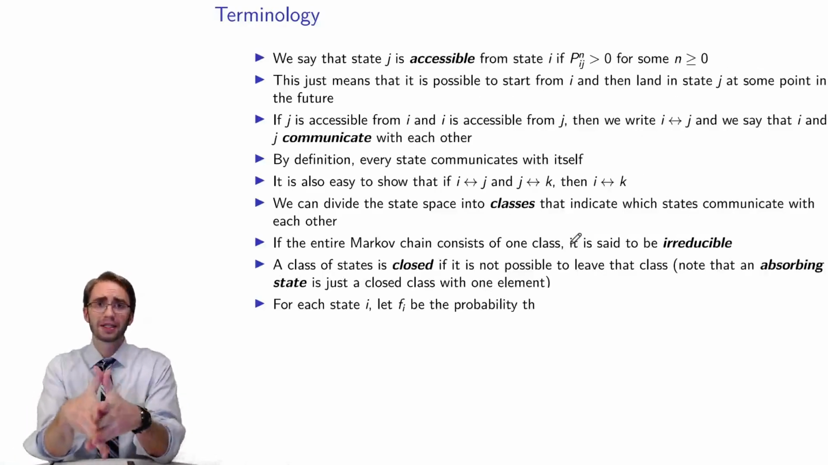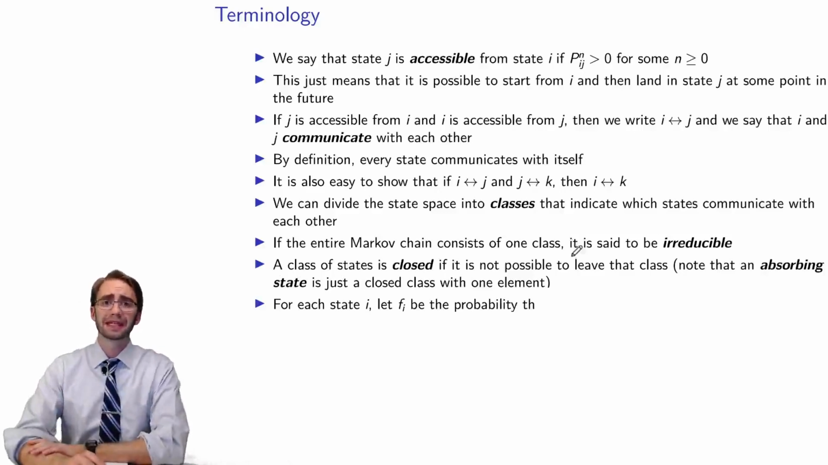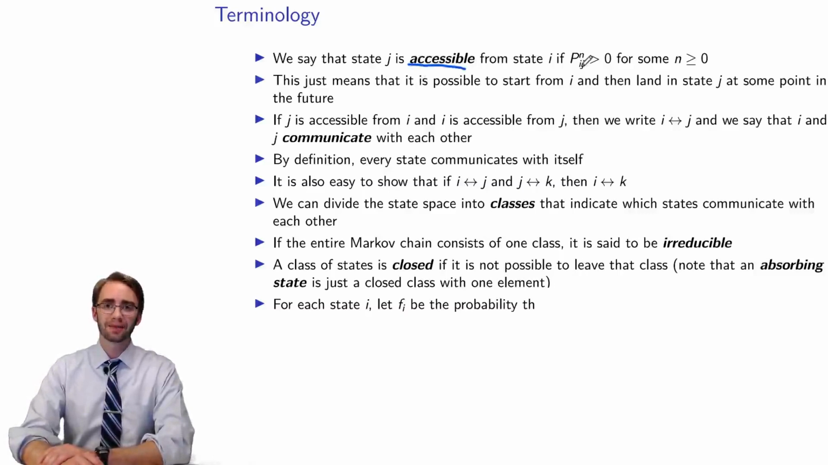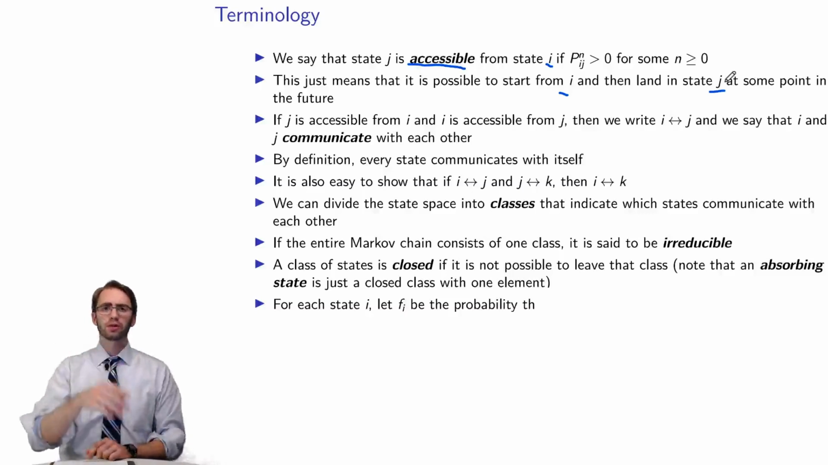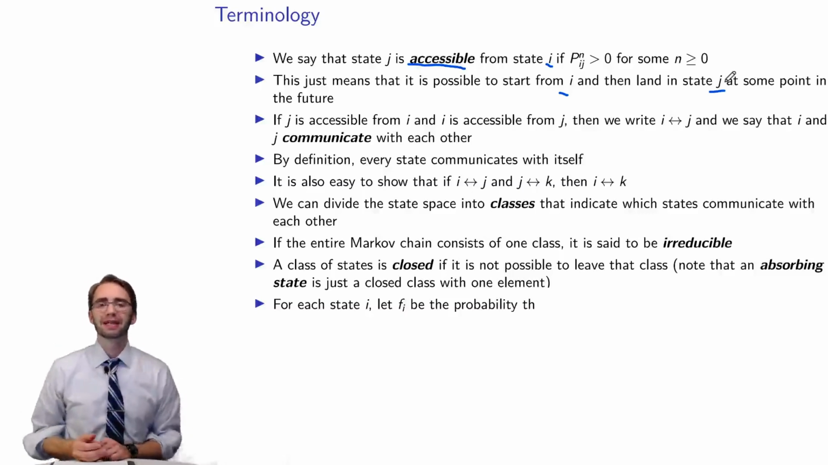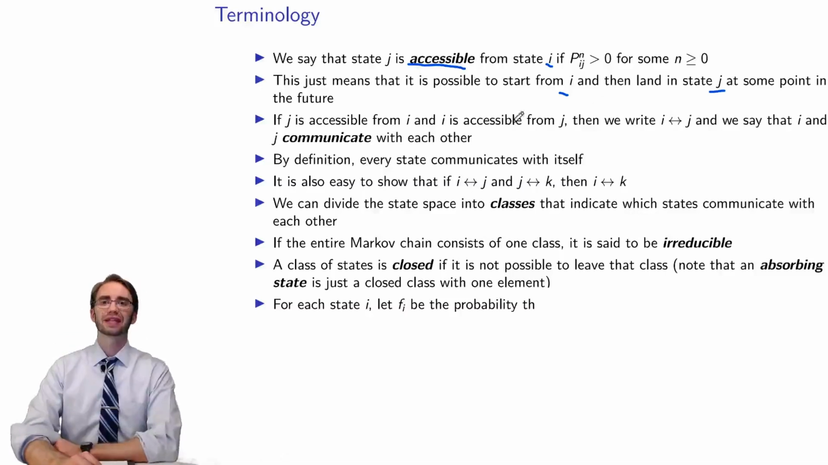Some terminology here, which is very intuitive in my opinion. Don't worry too much about memorizing all of this. It'll come in pretty naturally. We'd say a state J is accessible from state I if it's possible to be in I and then eventually land in J at some point in the future. If I were to draw that network with the nodes and the links in it, it means there is some way of getting from I to J by some sequence of links.